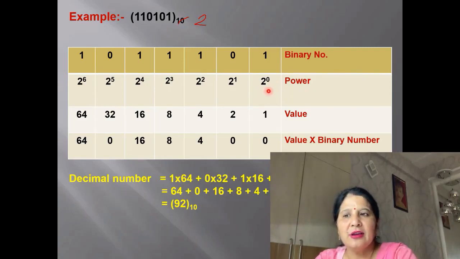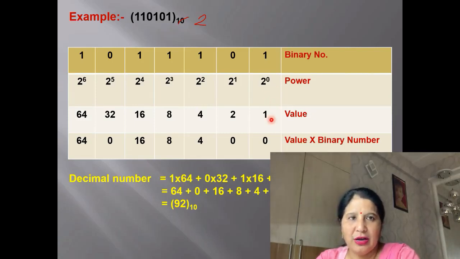Now after this we will convert this power into value. 2 power 0 means 1. I told you that this is only 1. 2 power 1 means 2. 2 power 2 means 2 multiply 2, 2 2s are 4. And 2 power 3 means 4 2s are 8. Now 2 power 4 means 8 multiplied by 2, 16. Now 2 power 5 means 16 multiplied by 2, 32. Now 2 power 6 means 32 multiplied by 2, it will become 64.